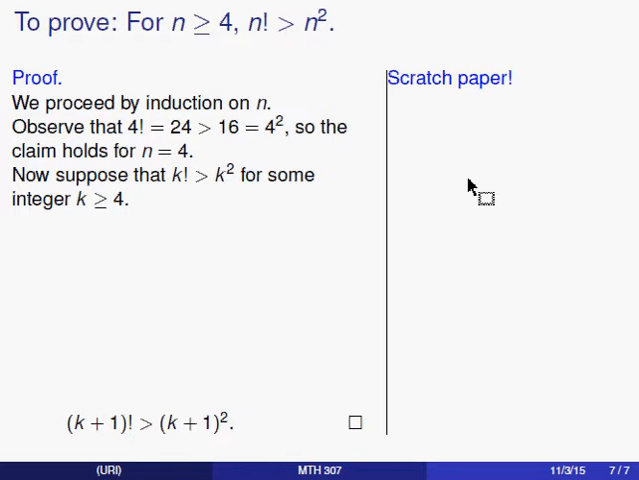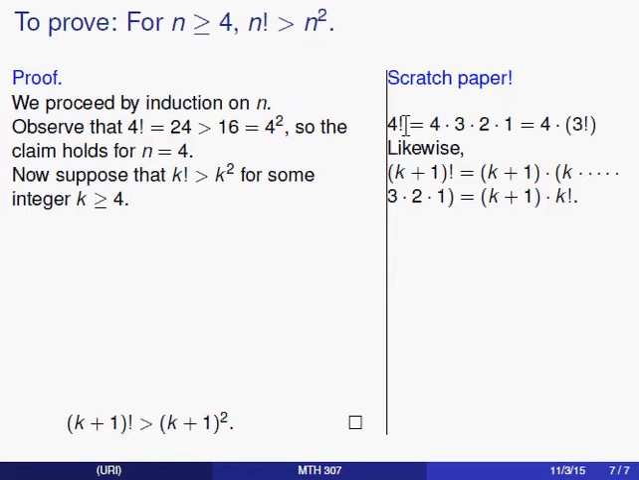Now, to illustrate that, I'll do an example over my scratch paper. Notice that 4 factorial is 4 times 3 times 2 times 1. But if you think about it, 3 times 2 times 1, that's just the same thing as 3 factorial. So 4 factorial is equal to that extra 4 times 3 factorial, which accounts for the rest of the terms in the product.